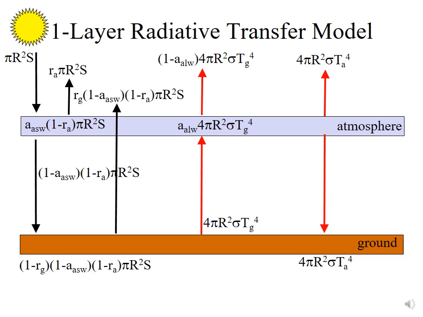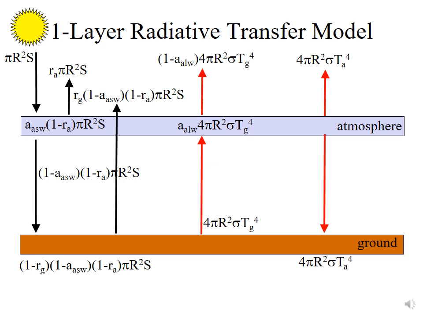So your incoming radiation is pi r squared S, and the atmosphere has a reflectivity, Ra, so some of that incoming radiation is reflected off of the atmosphere, and that's Ra times pi r squared S. The amount of radiation that's actually making it into the atmosphere is the amount that was not reflected, so it's 1 minus Ra times pi r squared S. Of that radiation, some is being absorbed, and that is the absorptivity of the atmosphere in the shortwave, A subscript SW.